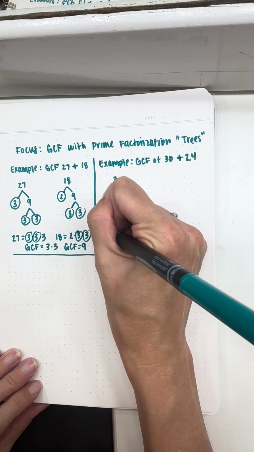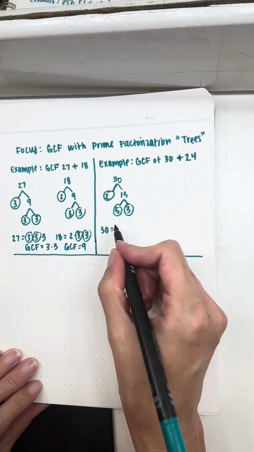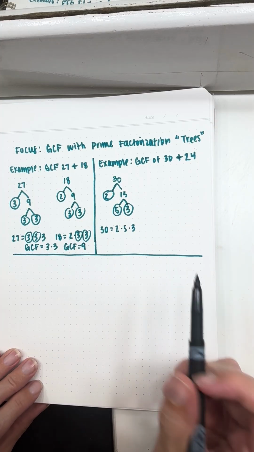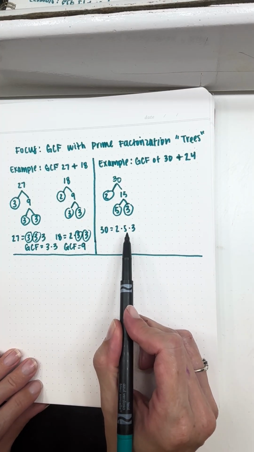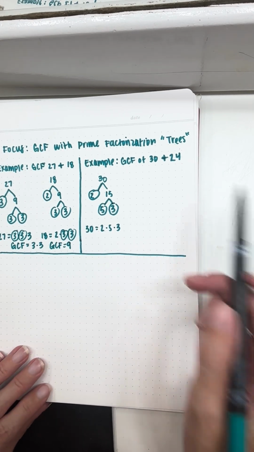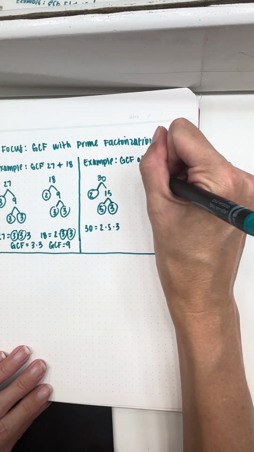And then I can check my math by writing it out as 30 is equal to 2 times 5 times 3. 2 times 5 is 10. 10 times 3 is 30, so I know I did it correctly. Then I'll go over to 24.